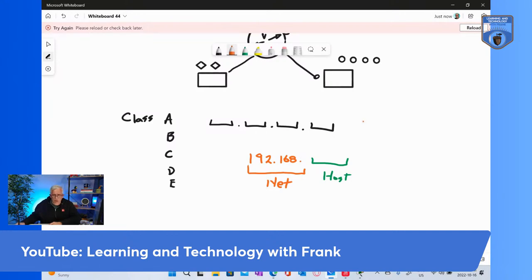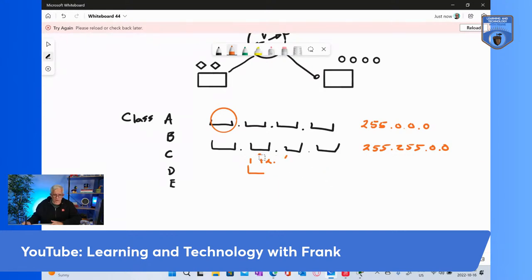Going to a class A network, the first number that we have is my network. So the default subnet mask for a class A network is 255.0.0.0. My default subnet mask for a class B network is going to be the first two octets, so 255.255.0.0. And my default subnet mask on a class C network, you can probably guess this, is going to be the first three octets. I'm going to take the first three octets as being part of my network here, and the default subnet mask is 255.255.255.0. These default subnet masks are great, and we're going to see why they're important in just a moment.